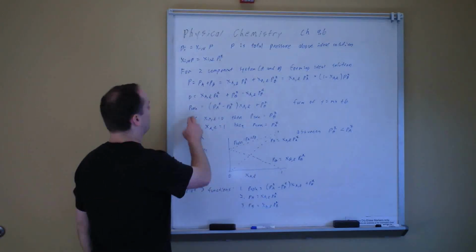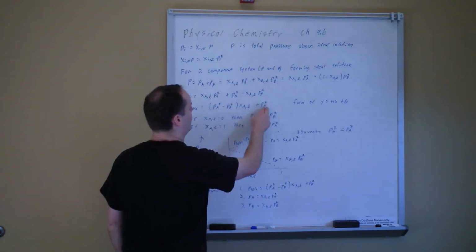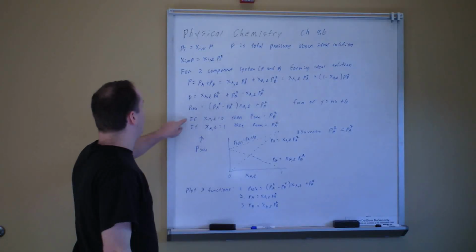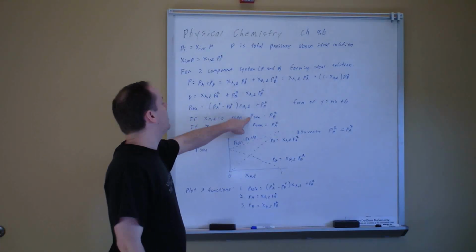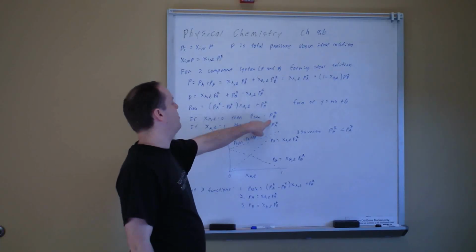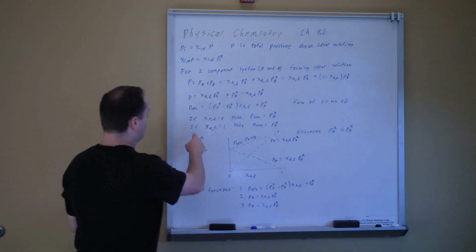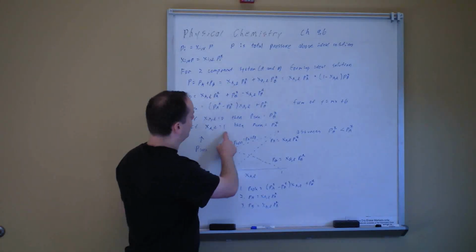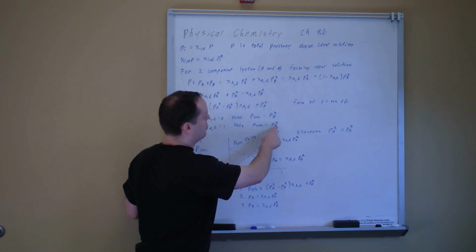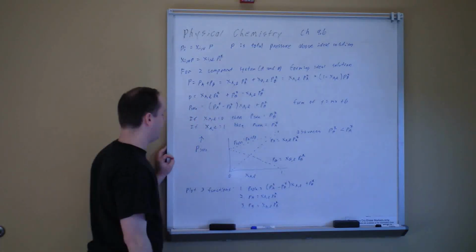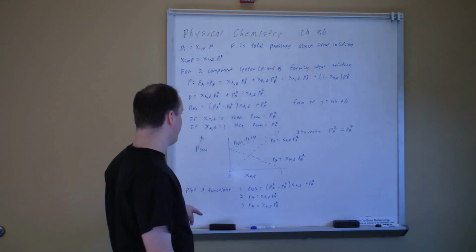And we did that, so now it's equal to y equals mx plus b, so we can graph it. Now if the mole fraction of A in the liquid phase is equal to 0, then the pressure of the solution is going to be just the pressure of B unmixed. If the mole fraction of A in the liquid phase is equal to 1, then the pressure in the solution is just going to be the pressure of A unmixed. So this is what we're going to graph here.